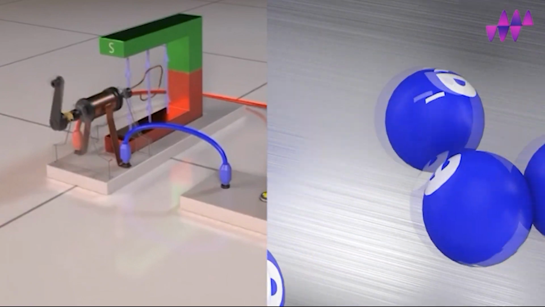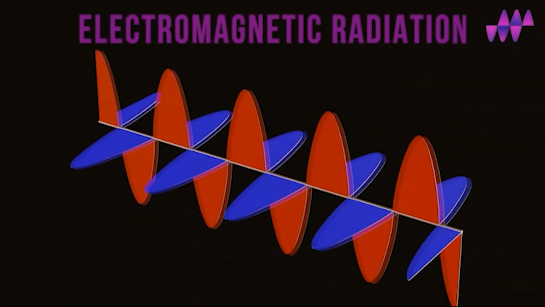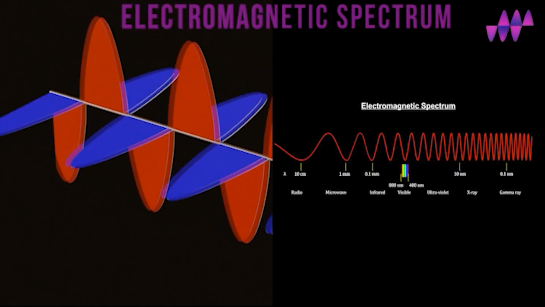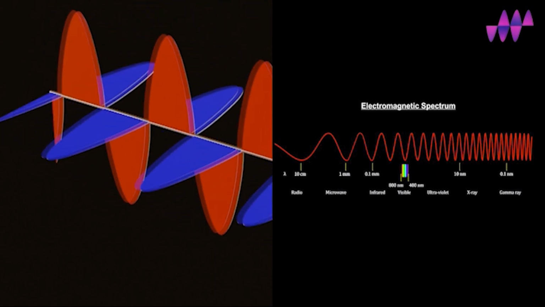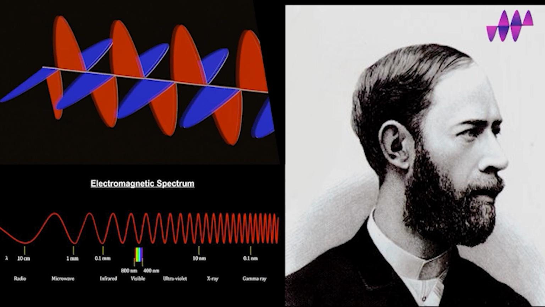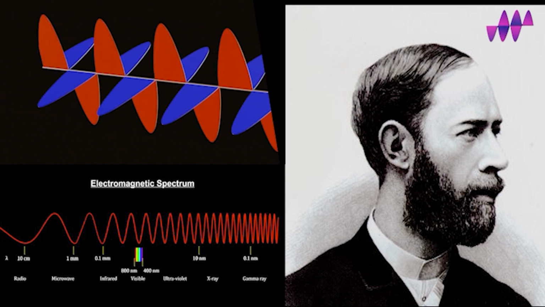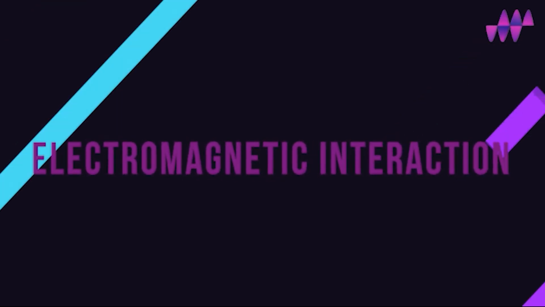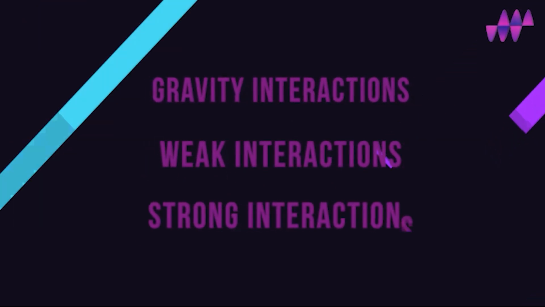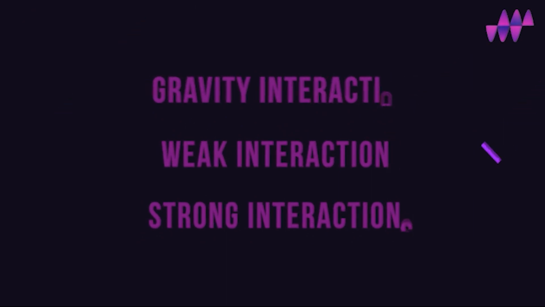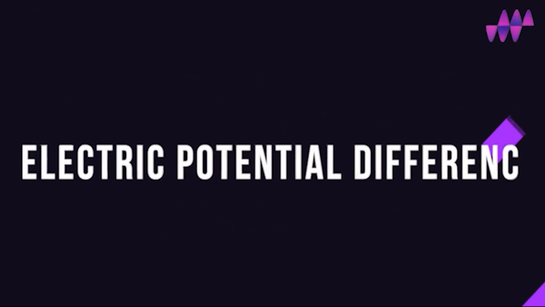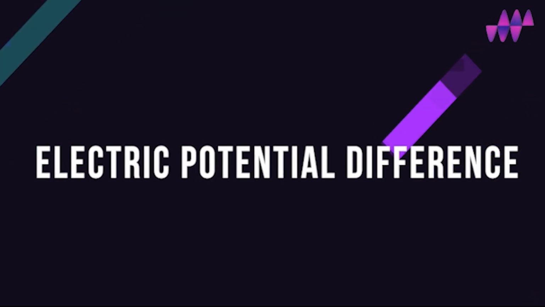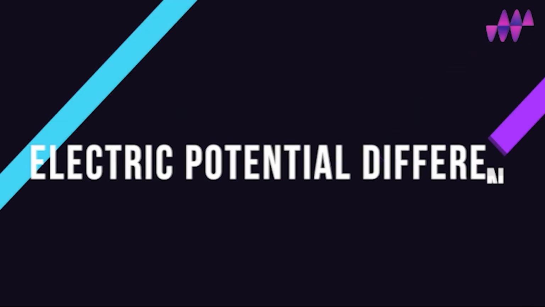The electromagnetic force gives rise to electromagnetic radiation, as this radiation constitutes the electromagnetic spectrum on which various types of electromagnetic waves and visible light rely. The electromagnetic radiation had been proved experimentally by Heinrich Hertz. In general, the electromagnetic interaction is considered one of the four basic forces of nature, together with gravity, weak, and strong interactions. In the following video, we will be discussing the concept of the electric potential difference and how it bridges the electric charge to electromagnetism. But that is left for the next episode.